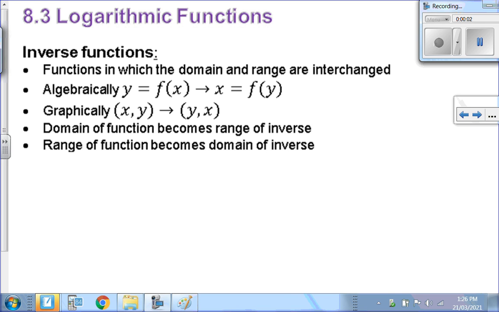Hello Mathies, Gatos here. In this video we're going to talk about log functions and how to find the limits of log functions. But before we can talk about log functions, we need to talk about inverse functions.